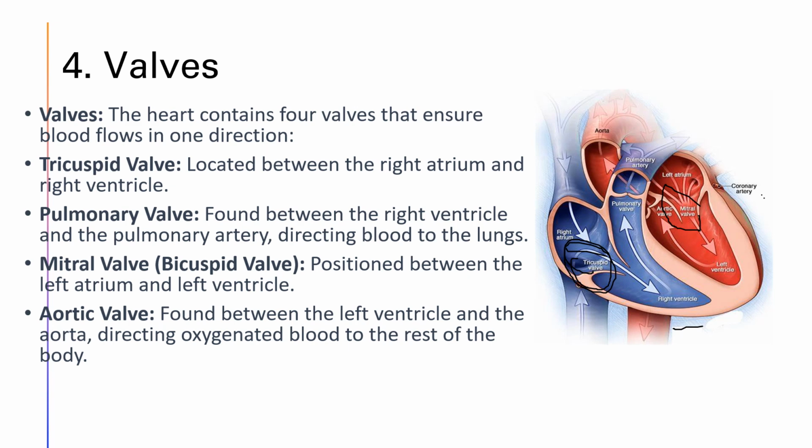The pulmonary valve, as the name tells us, is present between the right ventricle and the pulmonary artery. The mitral valve, the bicuspid valve, is positioned between the left atrium and the left ventricle, which I discussed. The aortic valve is found between the left ventricle and the aorta, directly supplying oxygenated blood to the rest of the body.